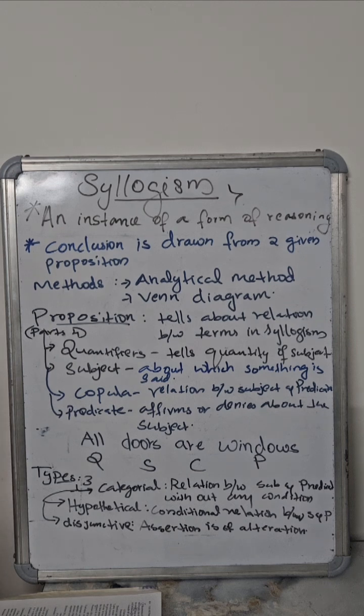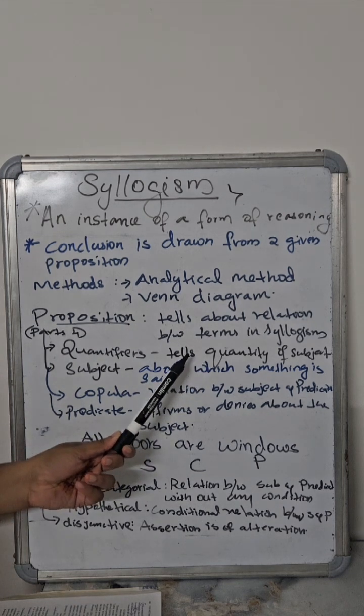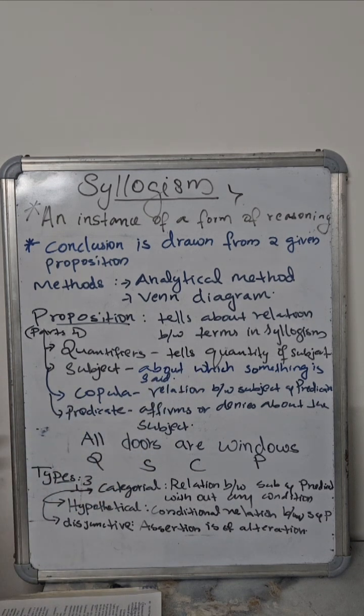Let's see what a quantifier is. Quantifiers tell us about the quantity of the subject. In the above statement, all is the quantity of the subject. So this is the quantifier. Other quantifiers are none, some, most. All these are some examples of quantifiers.